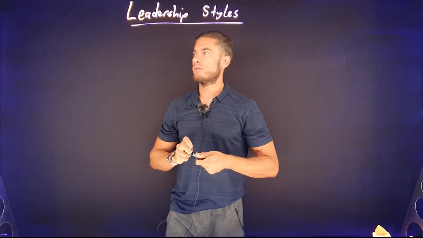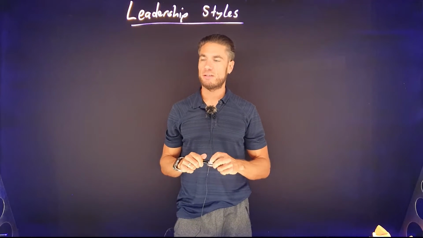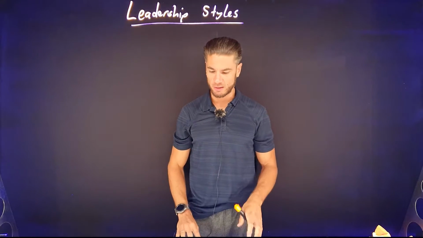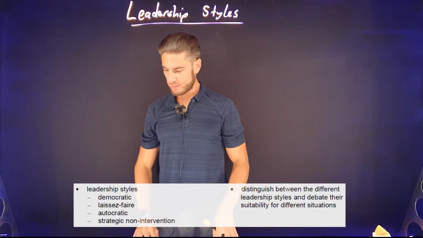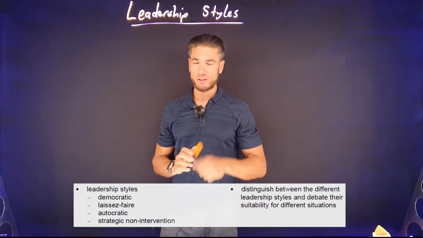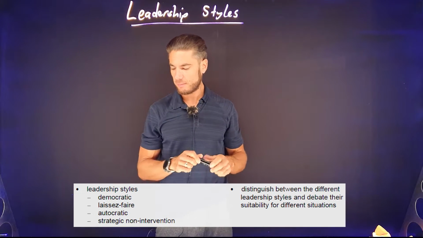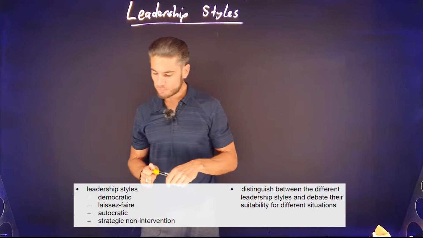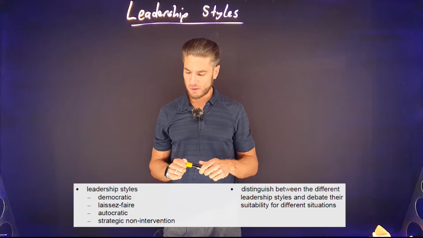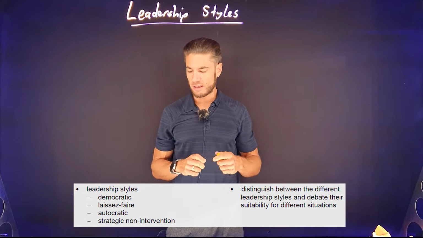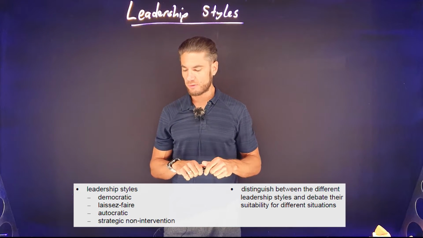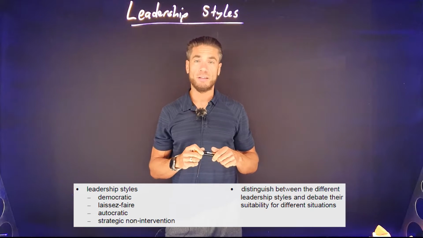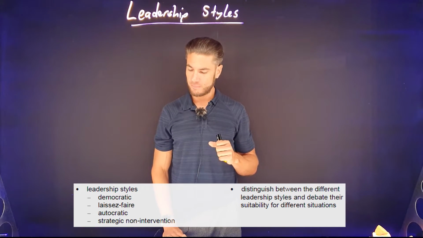Alright, so in this video for Year 11 PDHPE, looking at outdoor recreation, we've got our dot point on leadership styles. The syllabus says on the left hand side we're going to learn about 4 leadership styles today, being democratic, laissez-faire, autocratic and strategic non-intervention. On the right hand side of the syllabus we're going to apply this information by being able to distinguish between the different leadership styles and debate their suitability in different situations. Let's go.